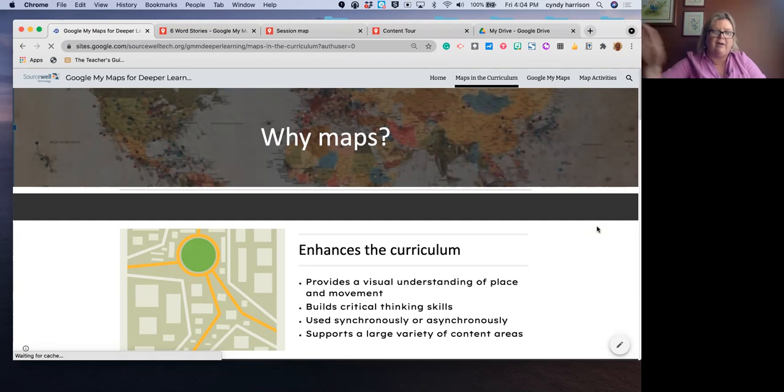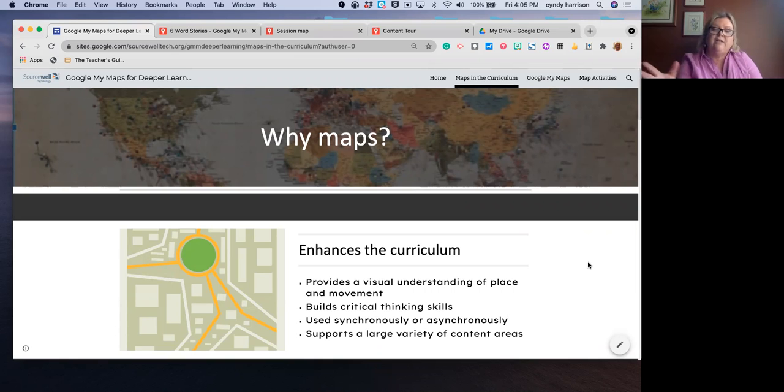For a while, even when I was teaching world geography, I literally had one wall full of paper maps, and students asked, what is this? And this was even before smartphones, but students weren't all that familiar with maps. What I really like about Google My Maps, and especially in our environment now, but even when I was teaching in a one-to-one environment before the pandemic, is that you can use them synchronously and asynchronously.